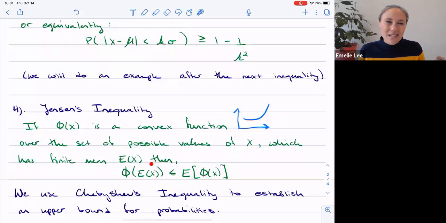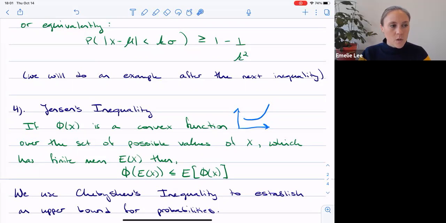So essentially what happens is, in my mind, at least when I look at this, I say, okay, well, the function on the expectation is less than if I take the expectation of the function.